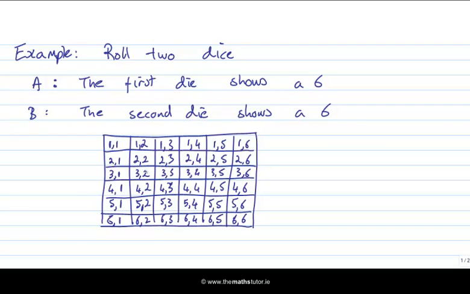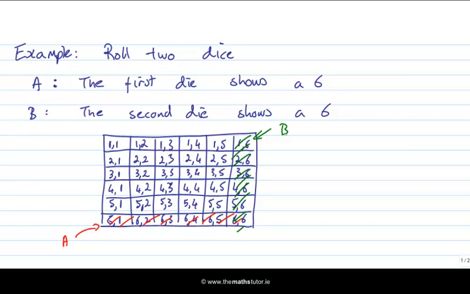Now we can mark in the two events on this sample space. Event A, I'll mark that in red, that's saying that the first die shows a 6. So that's all these outcomes here on the bottom row. Let me just shade in that area. So that's event A. And what about event B? The second die shows a 6, so I'll mark that in green. That's this column here. So this is B. We can see the two events in the sample space here.